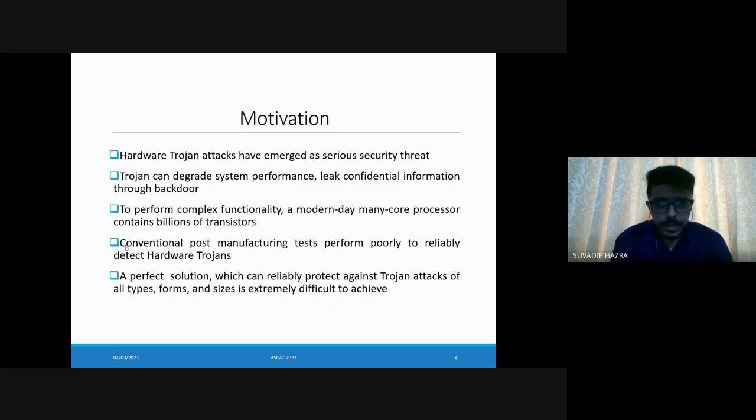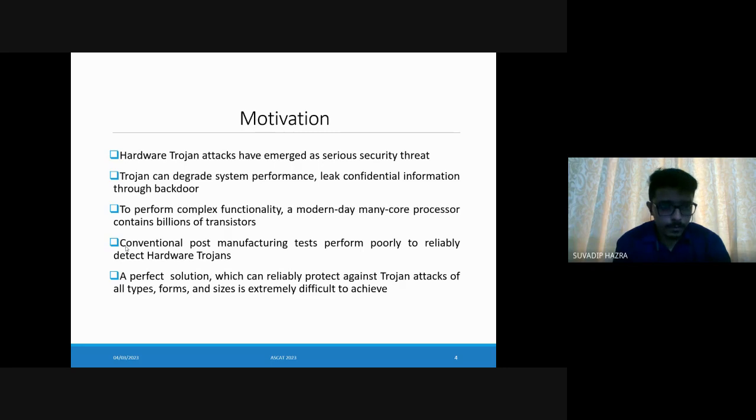So the motivation behind this topic is that hardware Trojans have emerged as a serious security threat for the government and industry's identity sector, and the effects of a hardware Trojan are also severe. For a time-critical system, degradation of system performance is a critical issue, and it also leaks secret information. So that is also a critical issue.